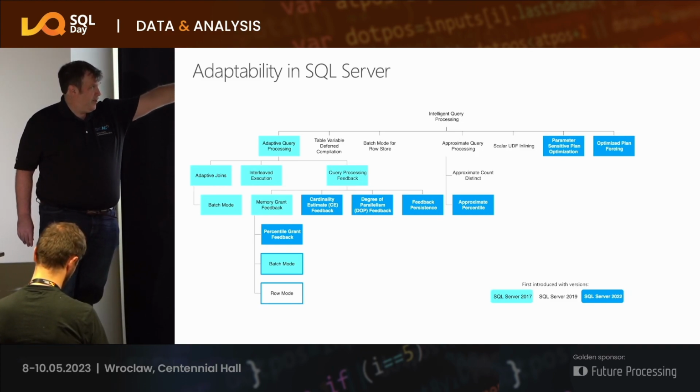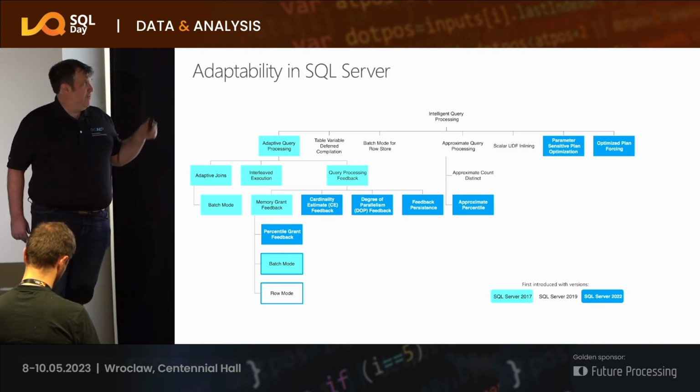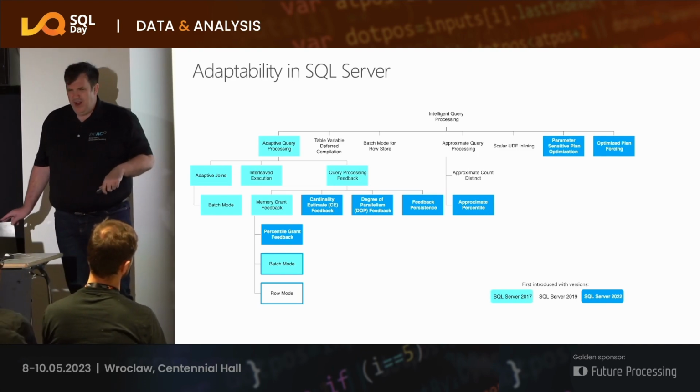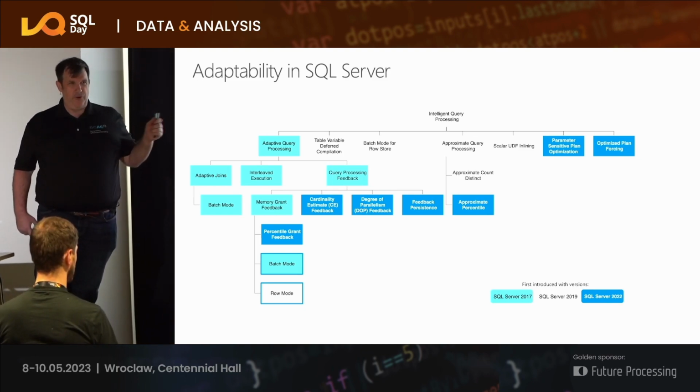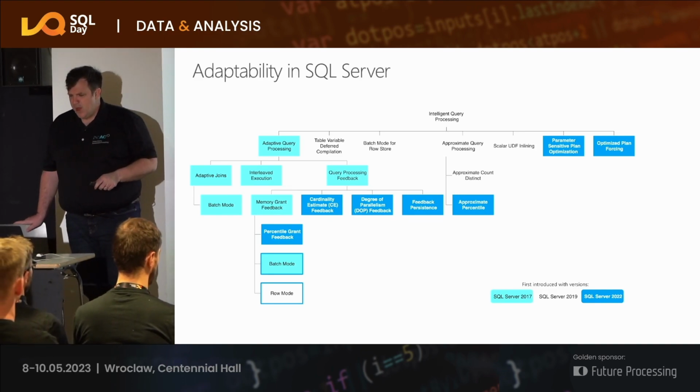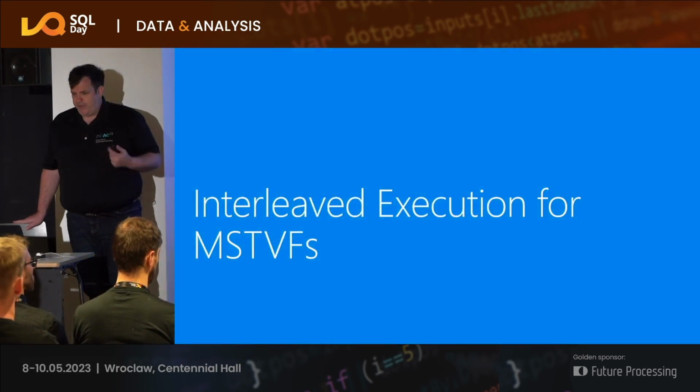And then the big one, I think, is parameter-sensitive plan optimization. And also in 2022, we get query hints in the Query Store. So you can force query hints on a query without putting them in your code, which is really nice. All right, let's dive into each of the features we're going to talk about.